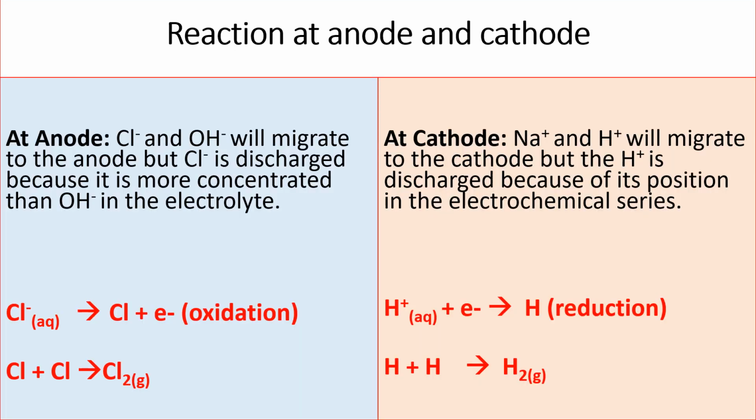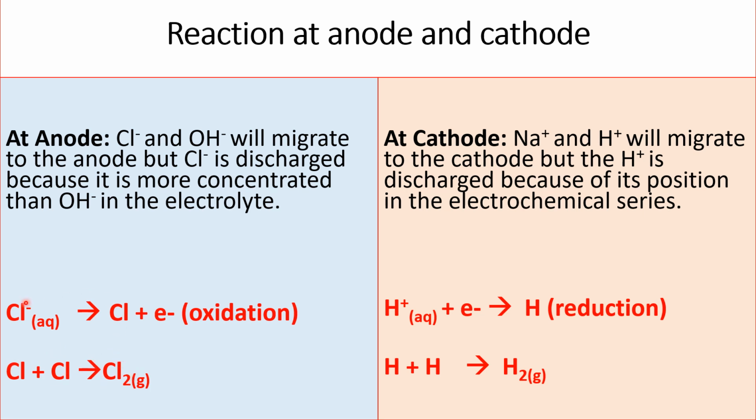This is the reaction at anode and at cathode. At anode, we have chloride and hydroxide ion. So the two of them migrate to the anode, but chloride ion is discharged because it's more concentrated than hydroxide ion in the electrolyte. And of course, chlorine is a univalent element but diatomic. So what will happen? Chloride ion will lose one electron to form a neutral chlorine atom, but chlorine, because it's diatomic, cannot be represented as just ordinary Cl in any chemical equation. So two neutral chlorine atoms will pair up together to form chlorine gas.